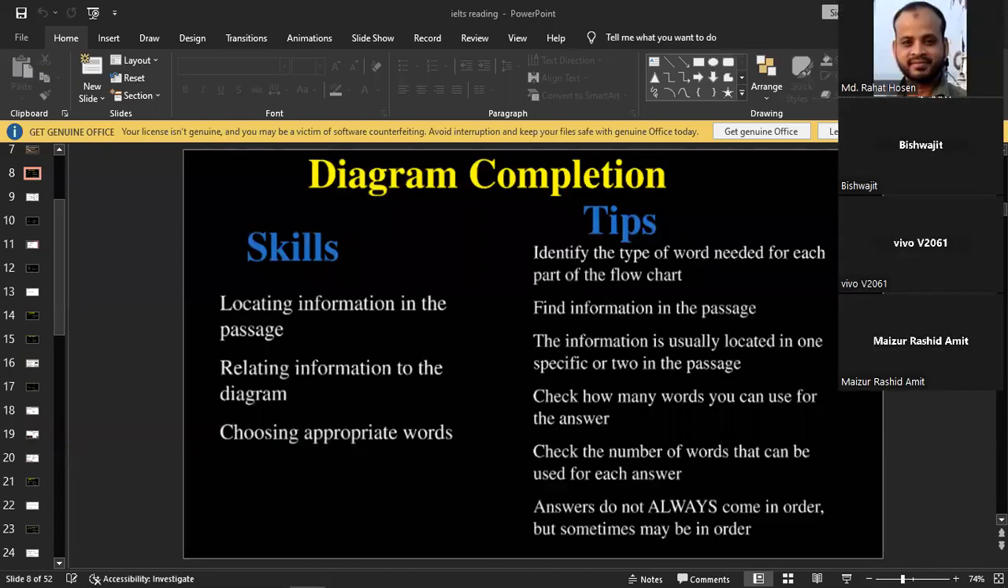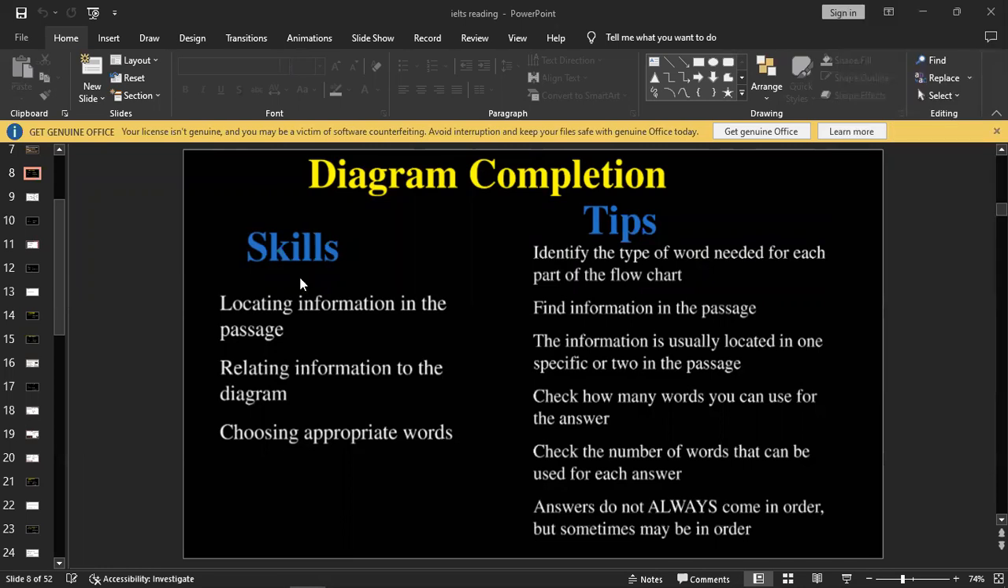Okay, so let's finish today with the diagram completion, or we can say diagram labeling. So the thing is, what is diagram labeling? It means locating information in the passage and relating information to the diagram, choosing appropriate words.